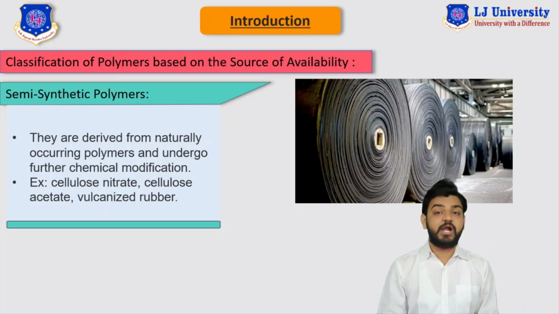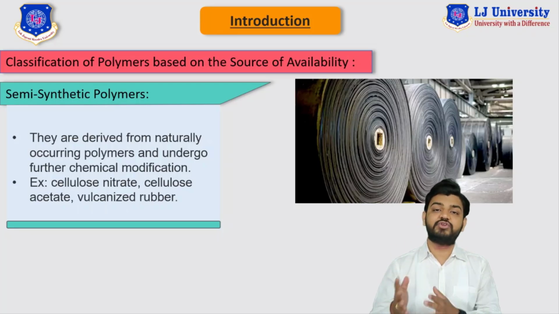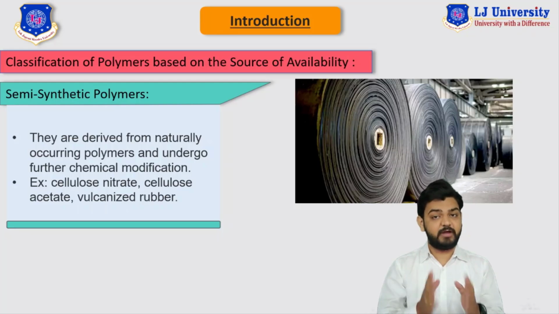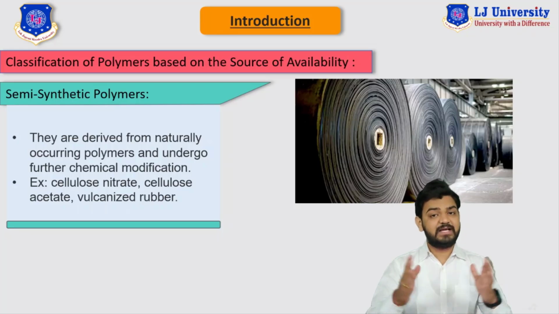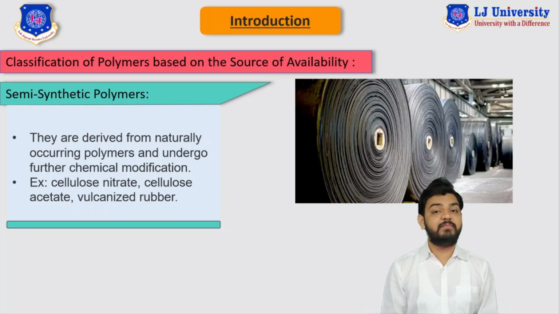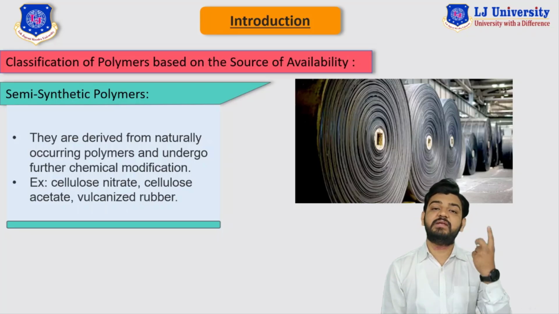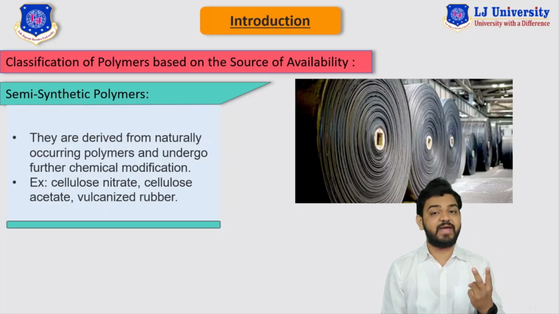Then we have rubber, which is basically a natural polymer, but it undergoes the vulcanization process and we produce vulcanized rubber to increase its strength and hardness. So we can refer to vulcanized rubber as a semi-synthetic polymer. So this was all the classification according to availability of source. In this video, we have seen that we can classify polymers in three categories: natural polymer, synthetic polymer, and lastly the semi-synthetic polymer.